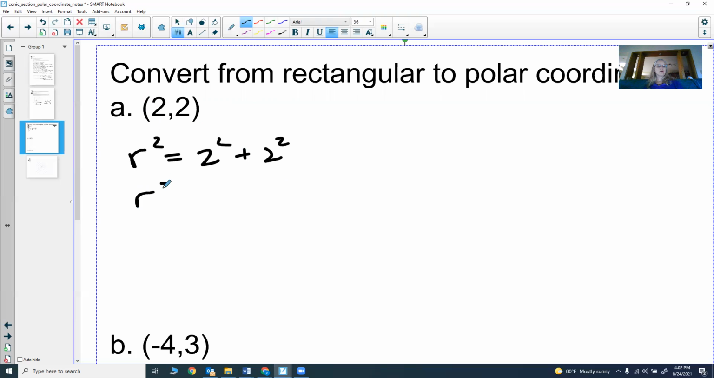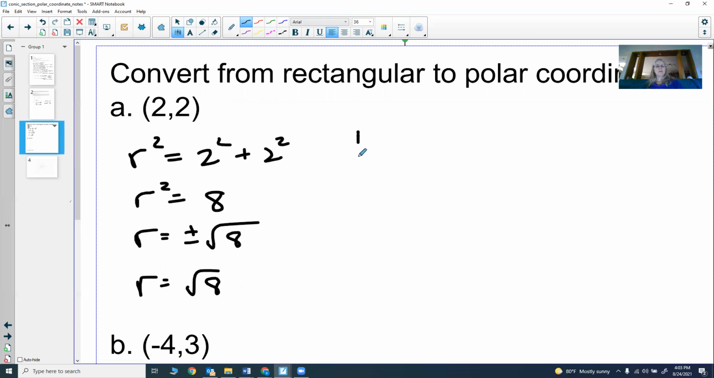So r squared is equal to 8. So r is therefore equal to plus or minus the square root of 8. You have to think about which one you want to have. Normally we let r be the positive one, but there are occasions where people do let r be negative. So you've got to think about that case. We're going to let it be the positive one, and I'll show you what we're looking at.